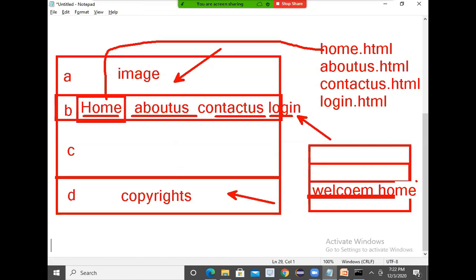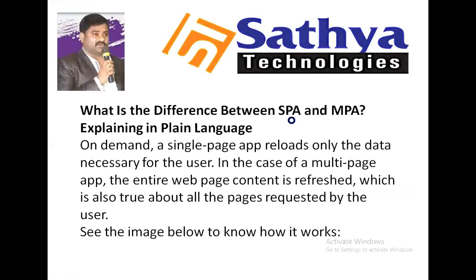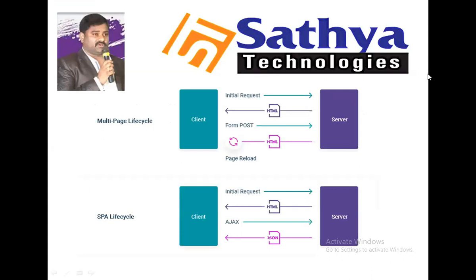What is the problem with page refreshment? Every time the user interacts with these hyperlinks or anything, every time the image will be loaded, every time the copyrights will be loaded. Writing the same designing code in multiple web pages will unnecessarily increase the number of lines of code, and the burden on the server also will be increased. Page refreshment is the main problem. That is the problem with multi-page application.